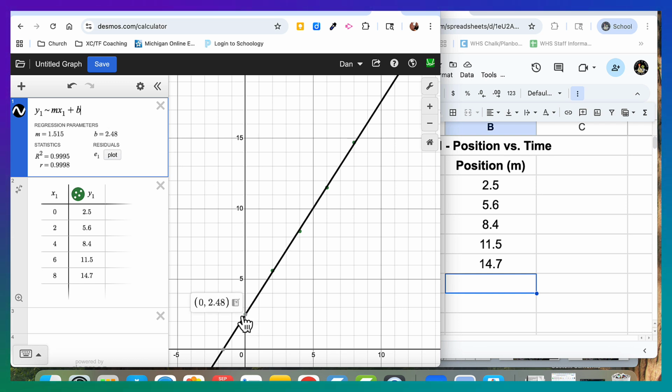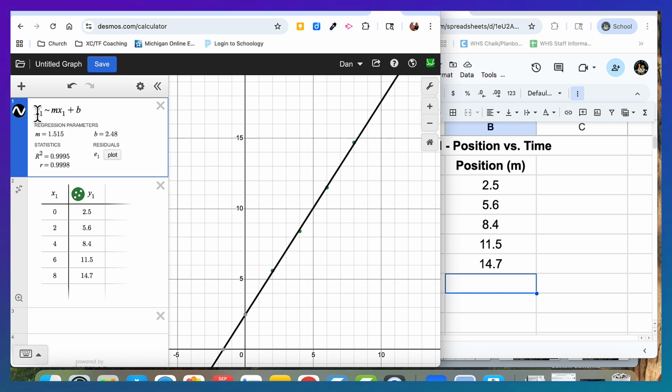That's going to be right here. That's where our line crosses the y-axis. Okay, that's 2.48, so like 2.5-ish. But let's think about what this means in real world terms.